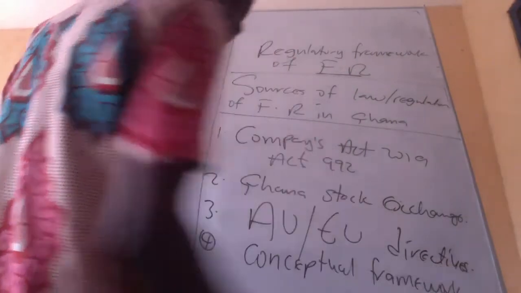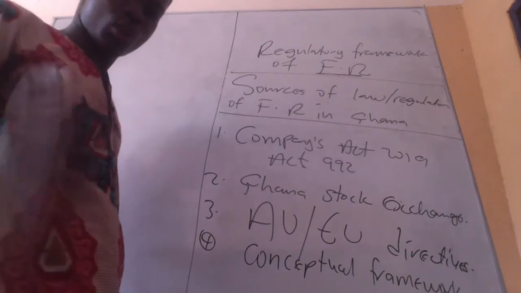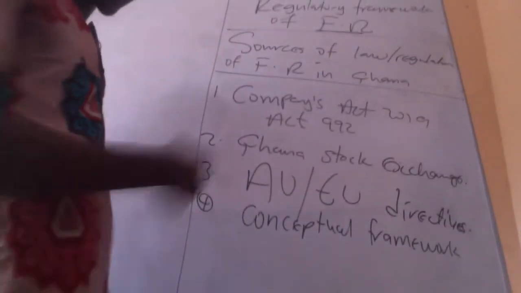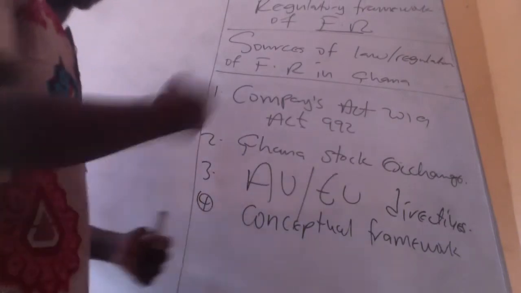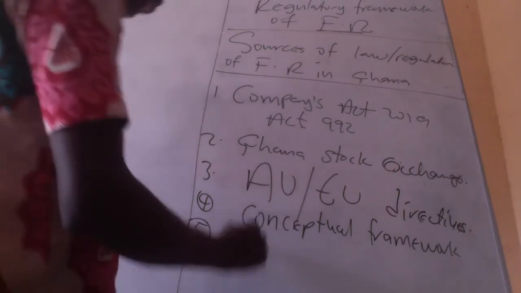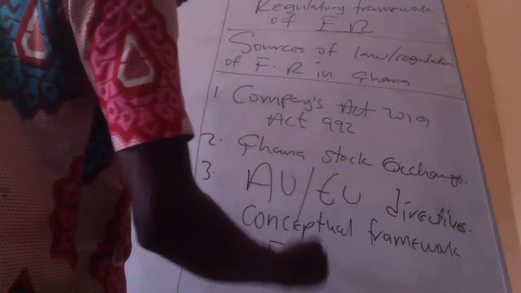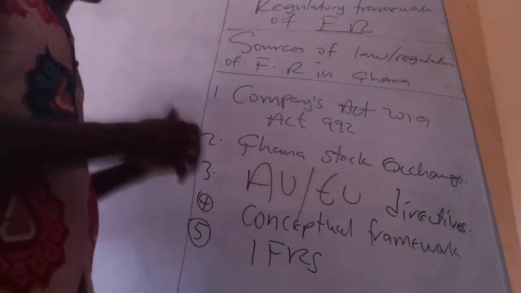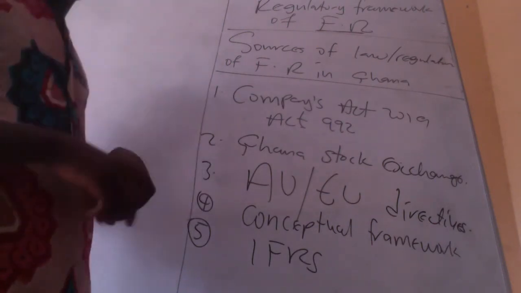That's our first topic in financial reporting. So if you have not watched that video, kindly pause, go and watch it before coming and continue, because it's a chain. Fifth one is the IFRSs. So these are the sources of what? Law or rules or regulation in Ghana currently.